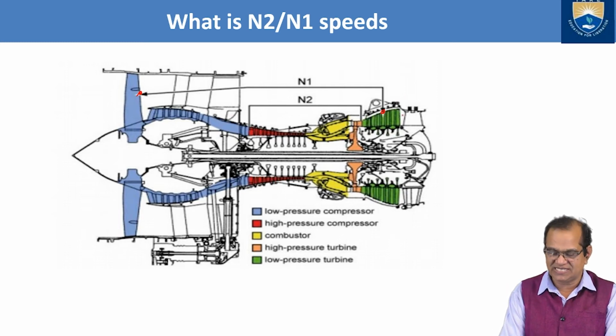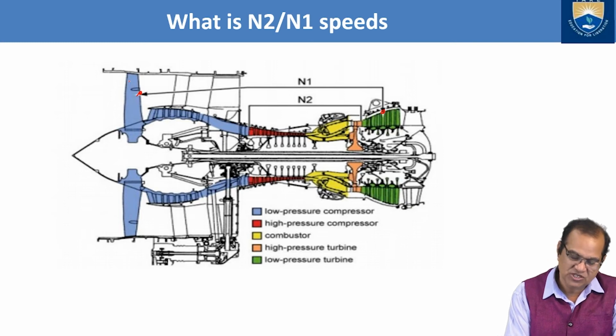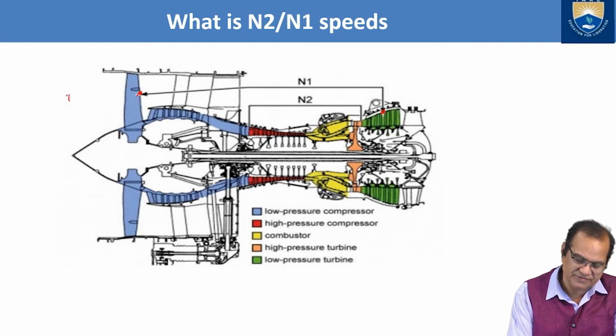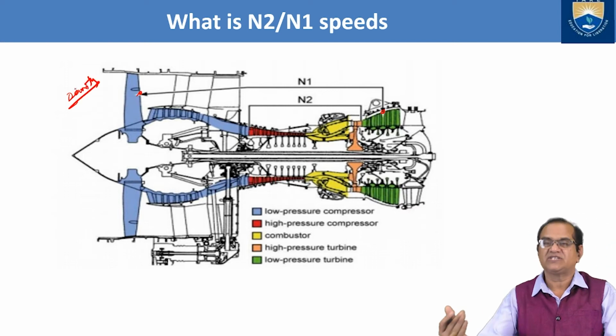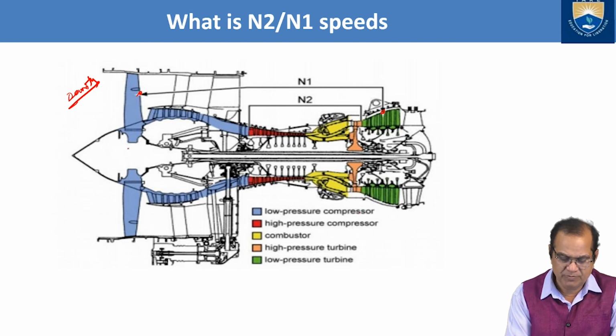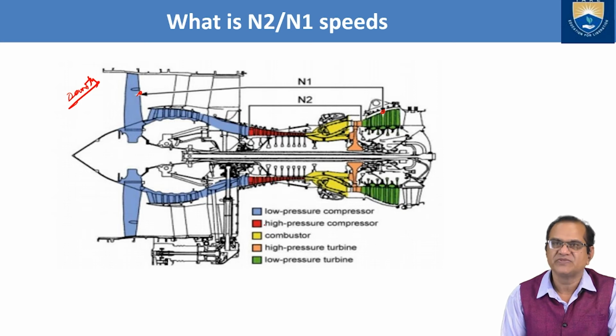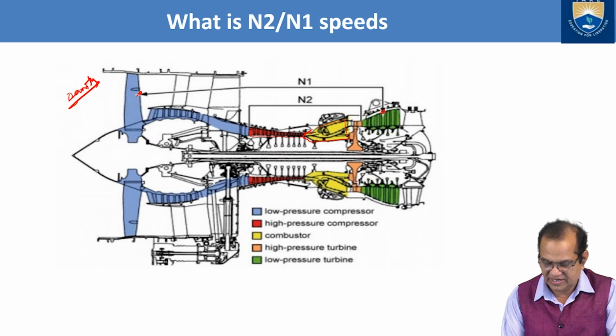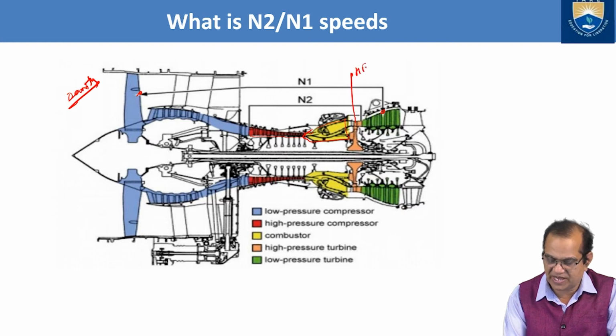So in the first case, we assume the N1. Here we have to sense the density, because if the density is reduced, the thrust will also reduce. Here is the low pressure compressor. All this blue color is a low pressure zone. Red is the high pressure compressor. Yellow is the combustor. And this is the high pressure turbine, the HP turbine. And the green is the low pressure turbine.